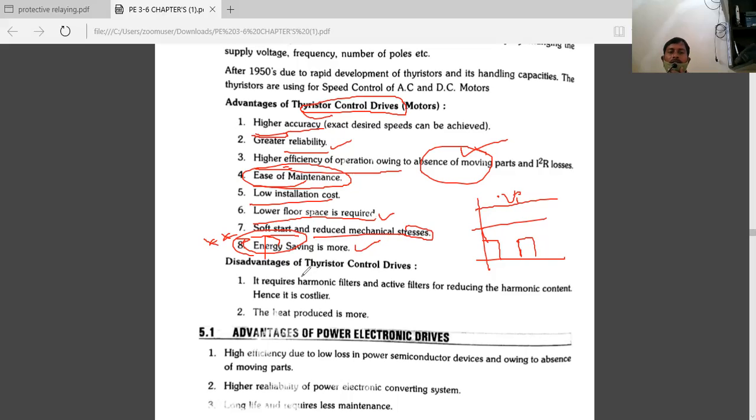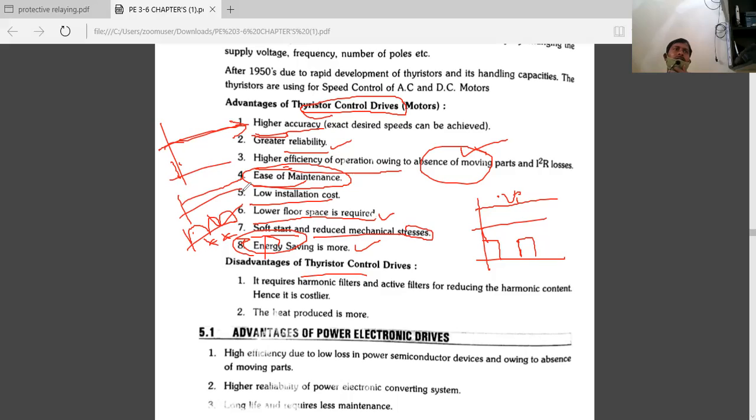And the disadvantages of thyristor control. The major disadvantage is filters, that is, harmonics will be produced, because it is not a pure form of DC. The output of the controlled rectifier is not a pure form of DC. It is pulsating in nature like this. Because of this pulsating nature, more harmonics will be present in the system. So that is a major disadvantage.